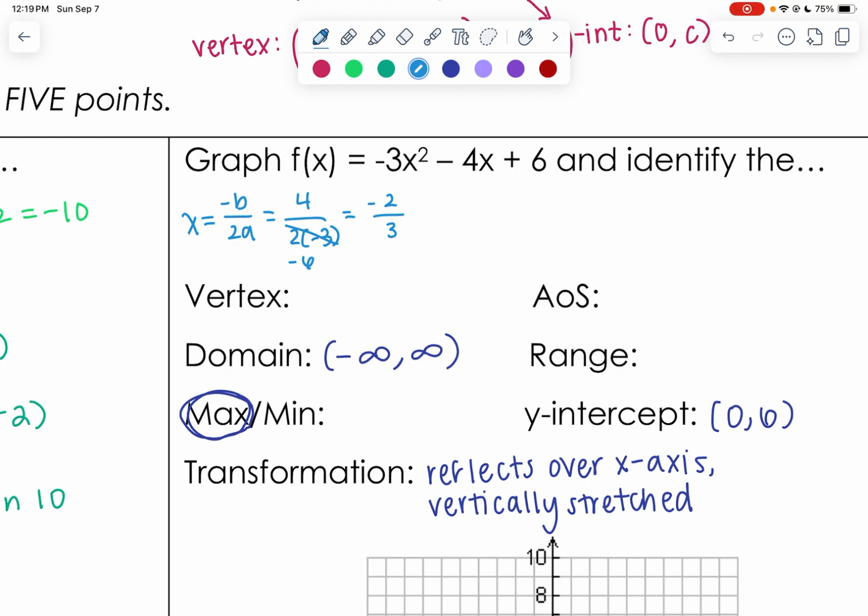So I'm going to plug this in and we're going to practice those fraction rules. So I'm going to find f of negative 2/3, okay? And I already know my axis of symmetry, right? Because I found the x-coordinate, x equals negative 2/3. I have half of my vertex, it's negative 2/3, okay? But now I need to figure out my y value to do everything else. So I'm going to have negative 3 times negative 2/3 squared minus 4 times negative 2/3 plus 6.